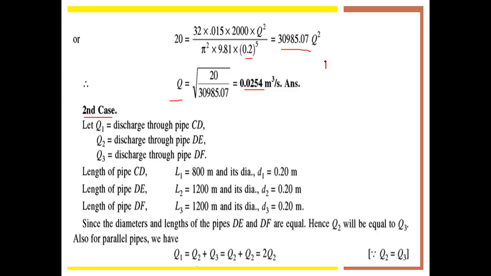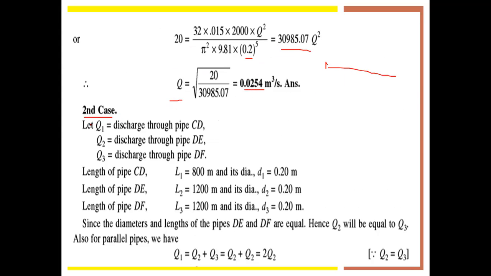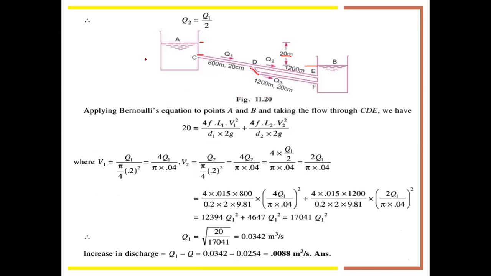From reservoir 1 to reservoir 2, the total length is given, it is done. Then what is the second case here? So this first case is over. From here to here, that is the first case. Then what is the second case here? This case. Now see the second case. Here in the second case, let Q1 be the discharge through the pipe CD. So discharge through the pipe C to D.